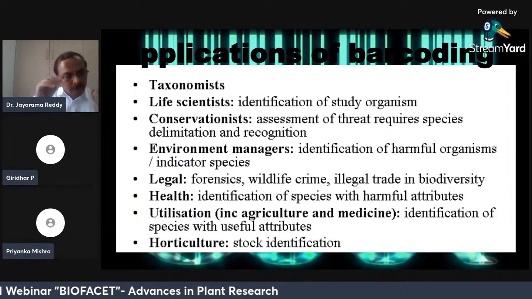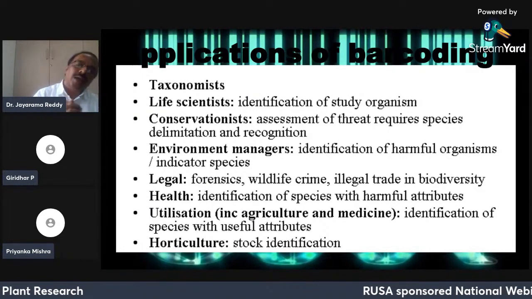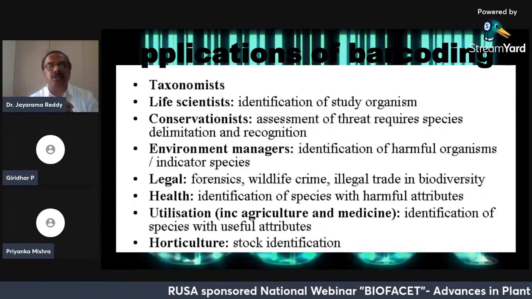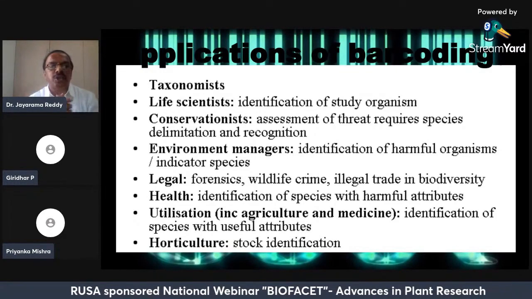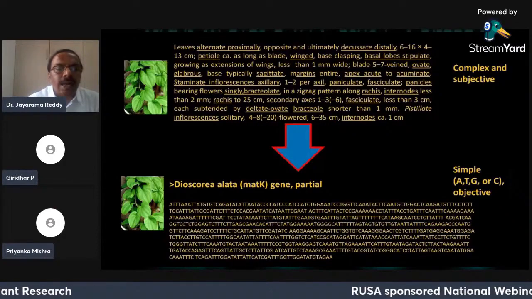And if you already know the name and you want to confirm whether it is the same plant or not, at that time also it will become useful. So taxonomists, life scientists use it, and conservationists. The plant that you're seeing on the screen is Dioscorea alata.